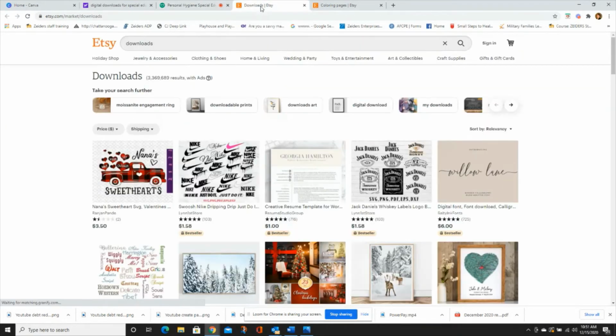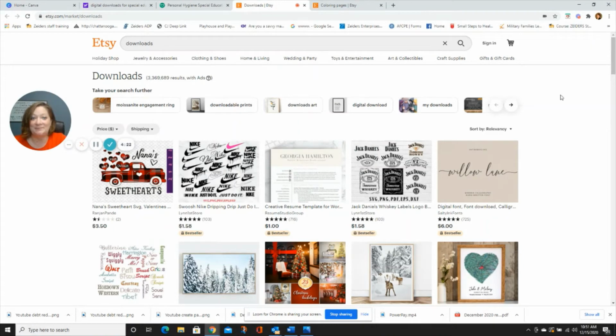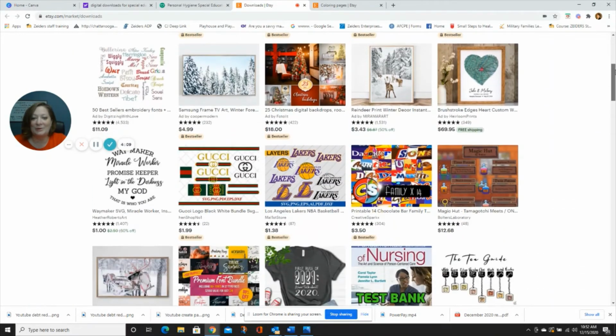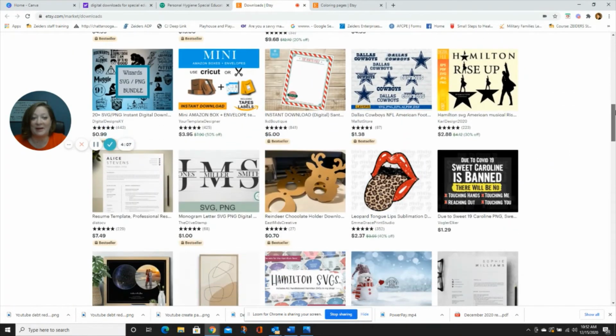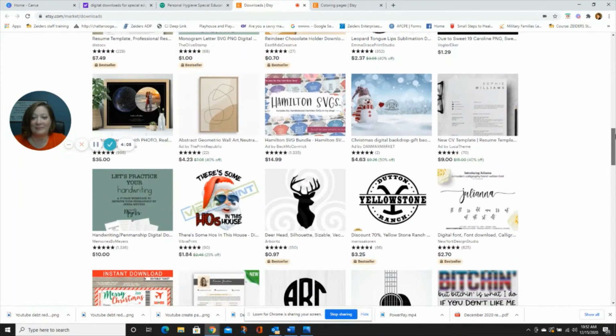You can also go to Etsy, and you can sell on Teachers Pay Teachers. You could sell it on Etsy, and you can get an idea of some of the graphic design that other people have put in and what you could then provide for clients as well.